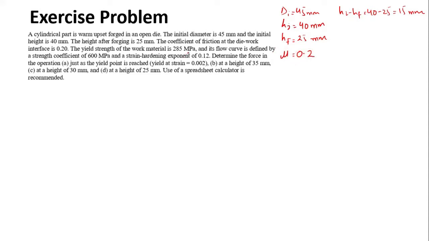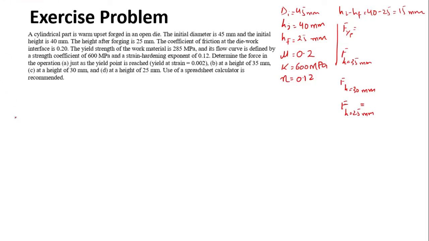The yield strength of the work material is 285 megapascal and its flow curve is defined by a strength coefficient of 600 megapascals and a strain hardening exponent of 0.12. Now it says determine the force in the operation, first just as the yield point is reached. Then we have to find the force at the height of 35 mm, at the height of 30 mm, and finally at a height of 25 mm. So let's start with the first part.